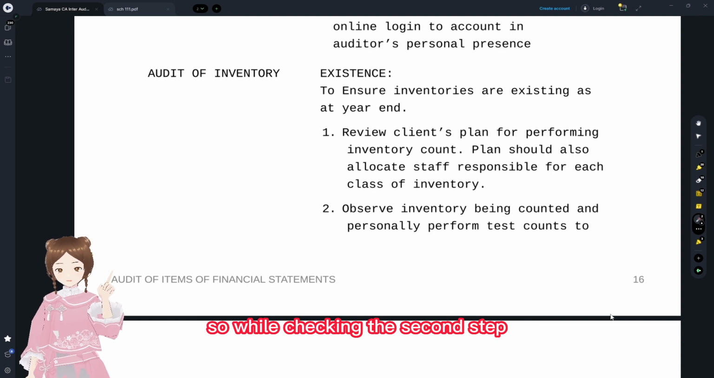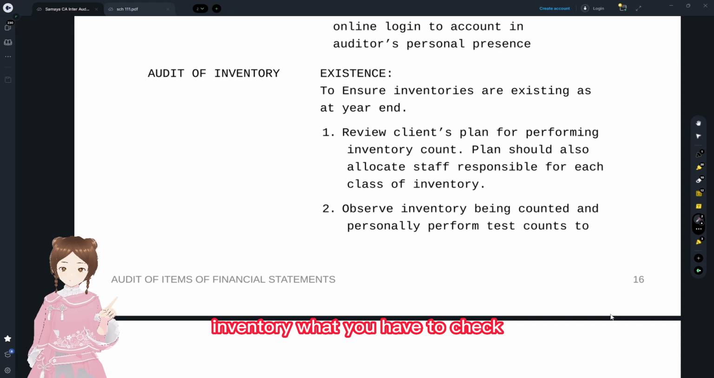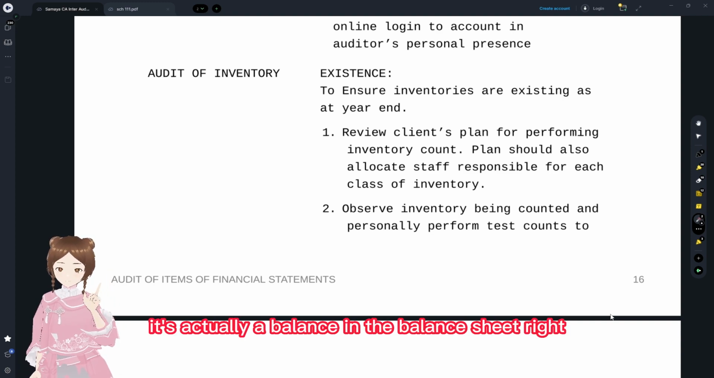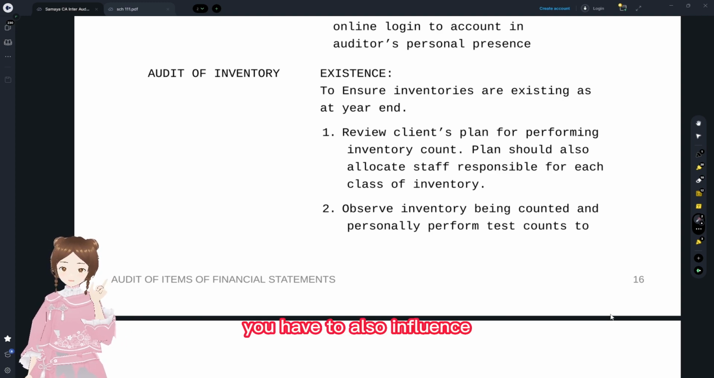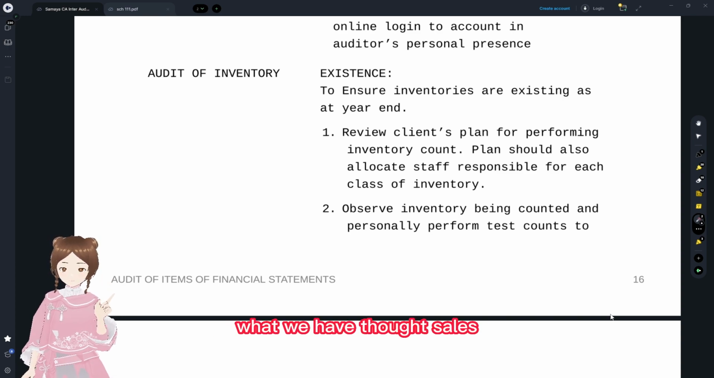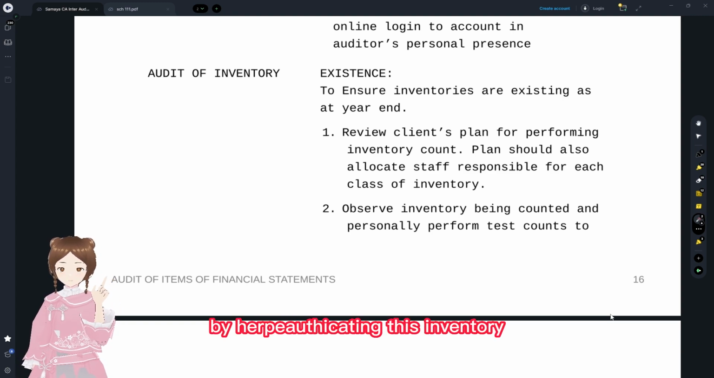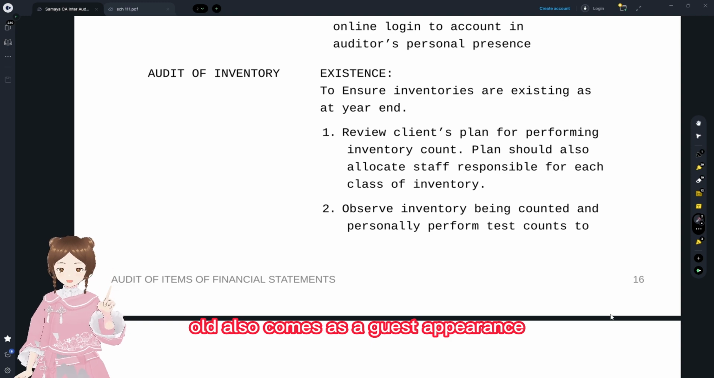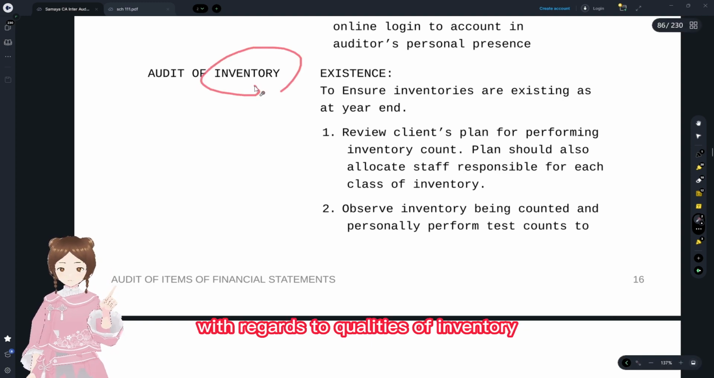So four balances were in relation with this inventory. While checking the second step, that is the qualities of the inventory, what you have to check is actually a balance in the balance sheet, right? In order to check the five qualities of the inventory, you also have to consider the influence of all the four items we have thought of: sales, trade receivables, trade payables, and loans taken by hypothecating this inventory. They would also come as a guest appearance with regards to the qualities of inventory.